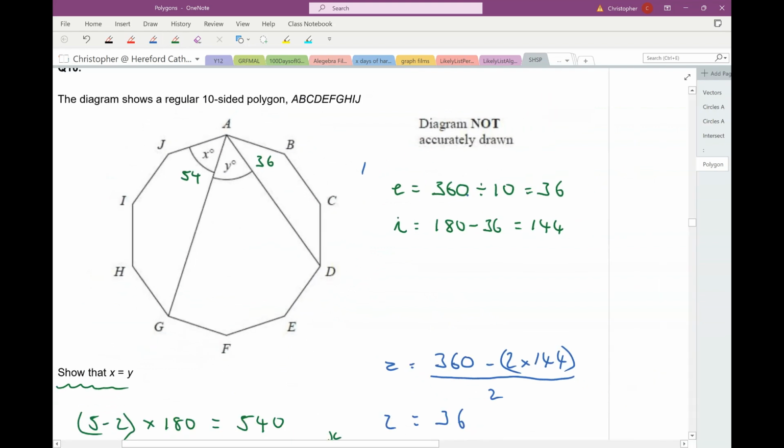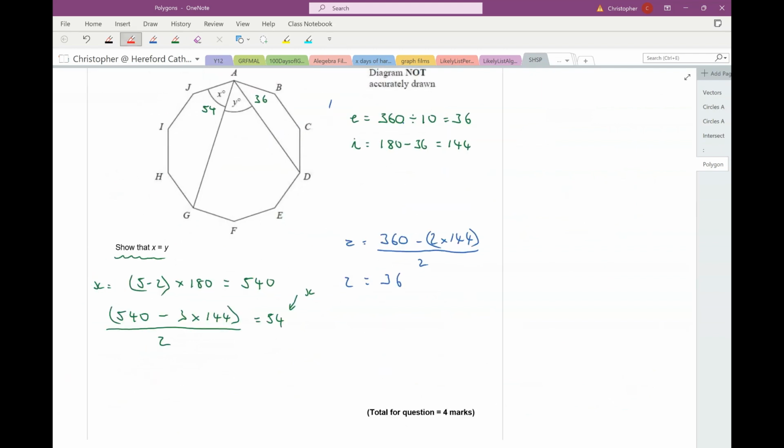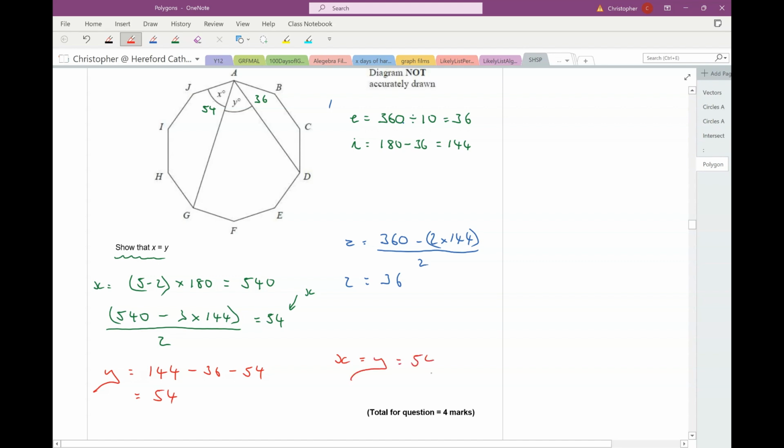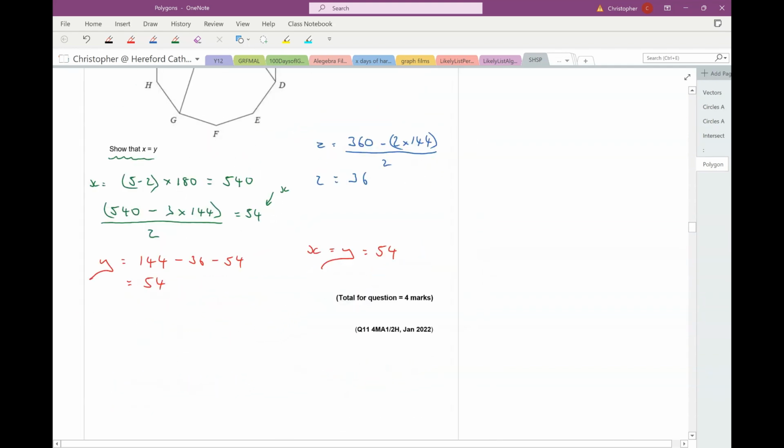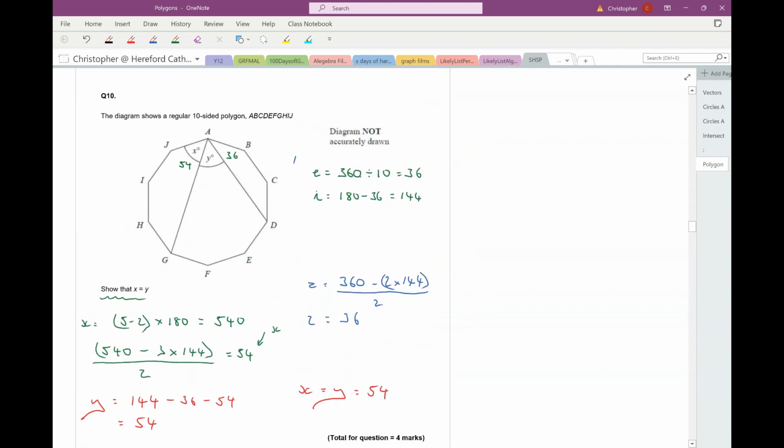So how can I find Y now? Well, Y will be the whole of that interior angle. So Y is going to be 144, the whole interior angle, take away 36, take away 54. Let's work that out. 144 minus 36 minus 54. Look at that, I get 54. So I can say that X is the same as Y because they both equal 54. And there we are, I've shown that X equals Y. And that is question 10 done.